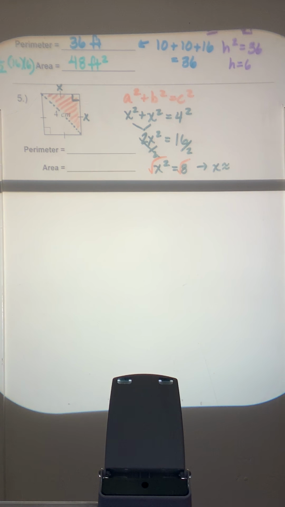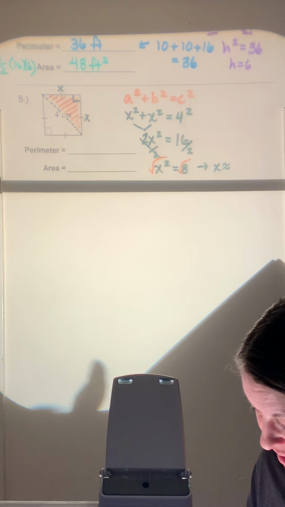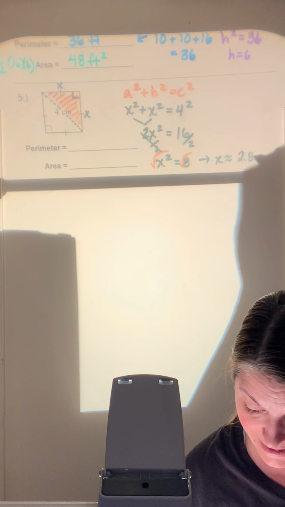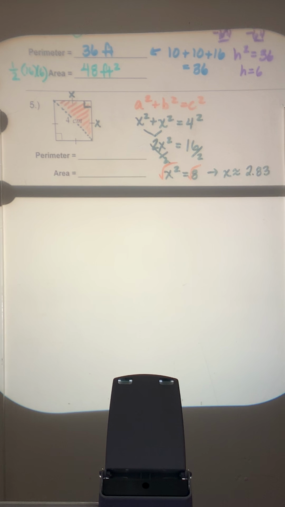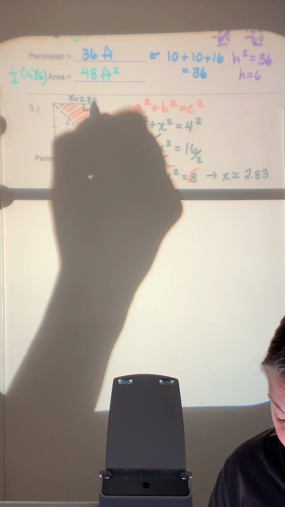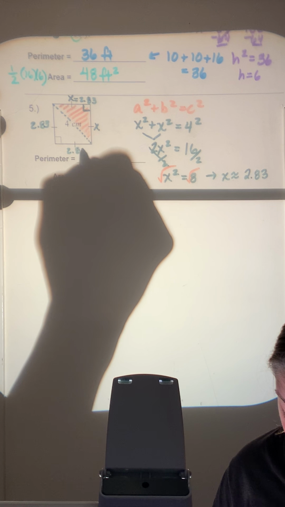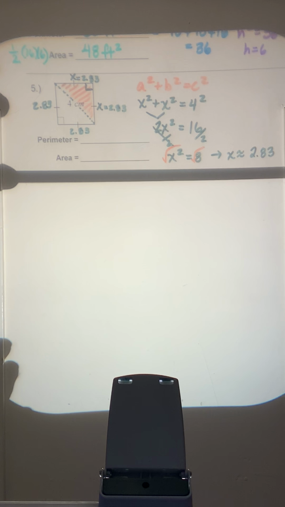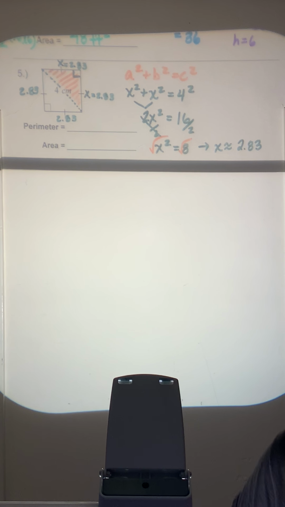Okay, so when we square root 8, we're going to take it to 2 decimal places. We will get 2.83. So we're getting 2.83 around the entire side. 2.83, 2.83, 2.83, all around. So to find that perimeter, we're just adding all of those 2.83s up.